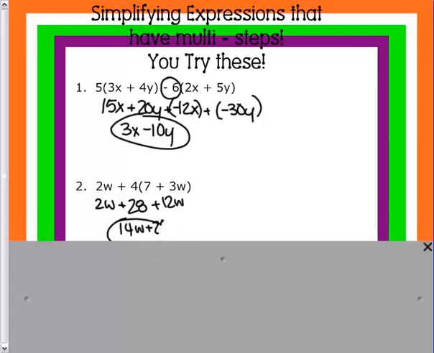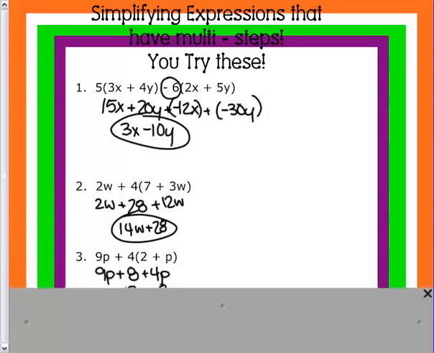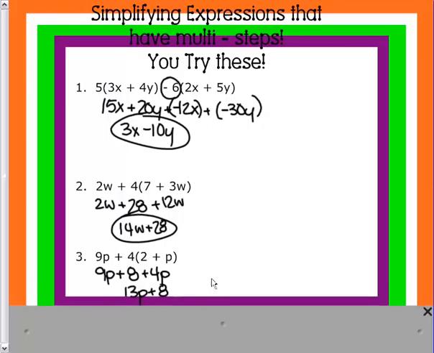Oops, I didn't mean to do that. Sorry about that. And then for the next one, we're going to take 9p, bring it down, add to that 4 times 2, which is 8, and 4 times p, which is 4p. Combine the p's, 9 and 4 make 13, so 13p plus 8 is our answer.